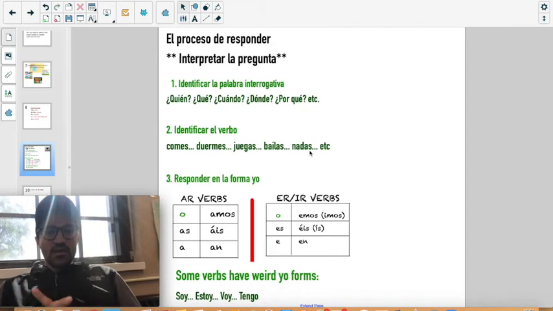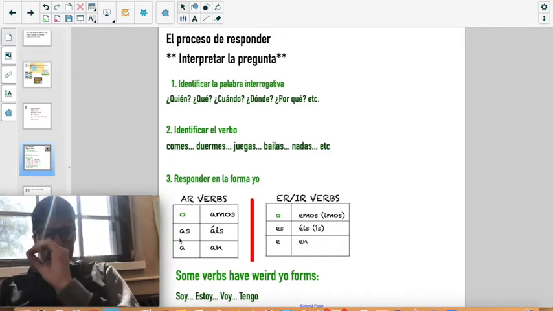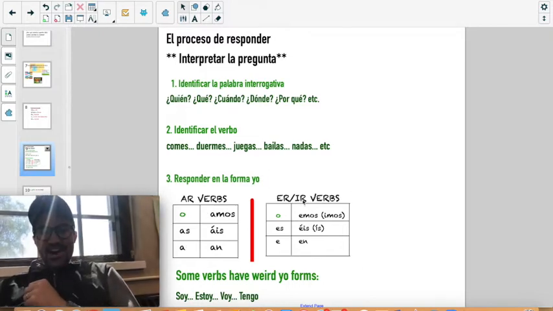See? And once we know what the question was, now we can form a response in the yo form. Remember, yo form, real easy. Put an O on it. See, if it's an AR verb, get rid of the AR and put an O on it. If it's an ER or IR verb, same thing. Drop your ending, yo form, put an O on it.